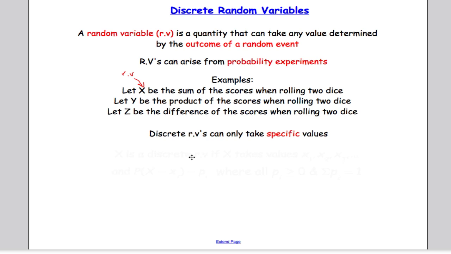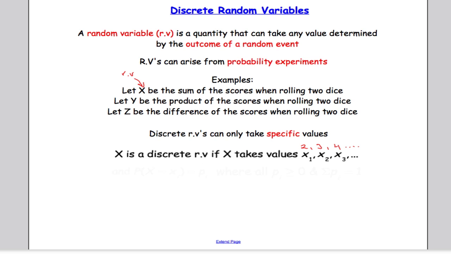Suppose X is a discrete random variable. It takes values x1, x2, x3. So for example, if you think about the sum of the scores when rolling two dice, some of the results we could have could be a 2, maybe a 3, a 4, etc. So X is a discrete random variable if X takes values x1, x2, x3, etc.